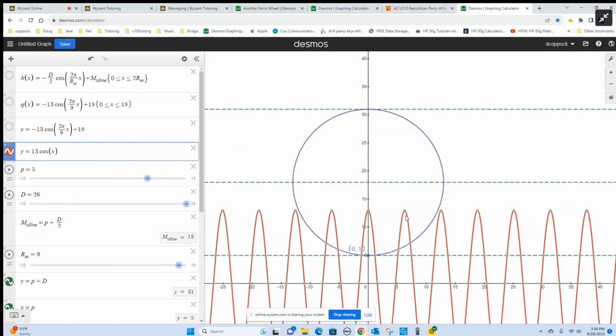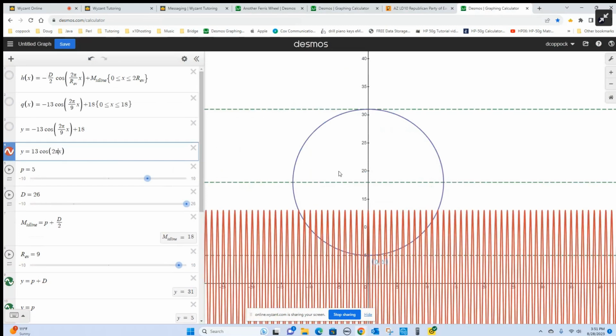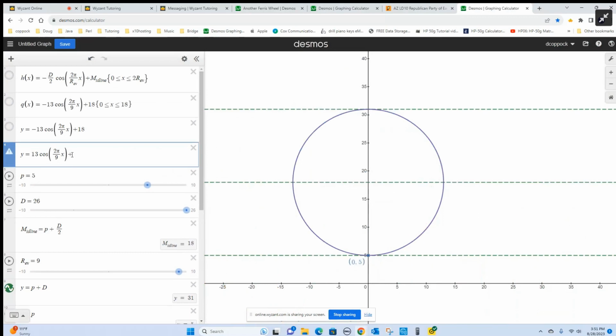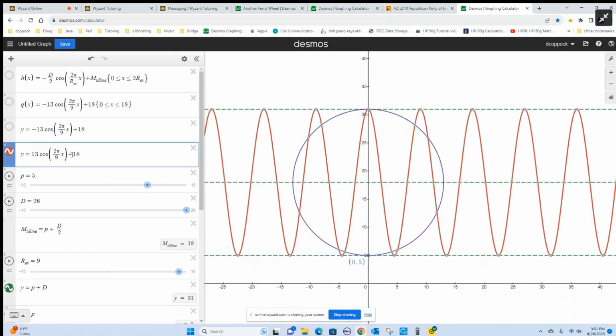Well, it's starting to repeat too soon. We have to change the period by saying, oh, b, the number in front of the x, is 2 pi over 9. And now we're getting closer. I want to move this with a vertical shift up by the value of the midline. Now we're getting closer.